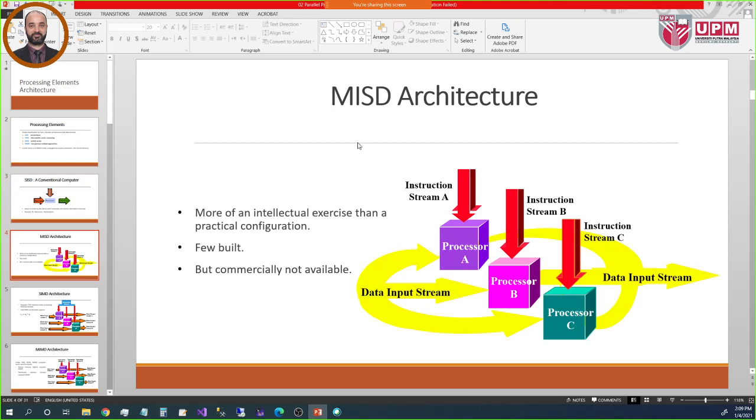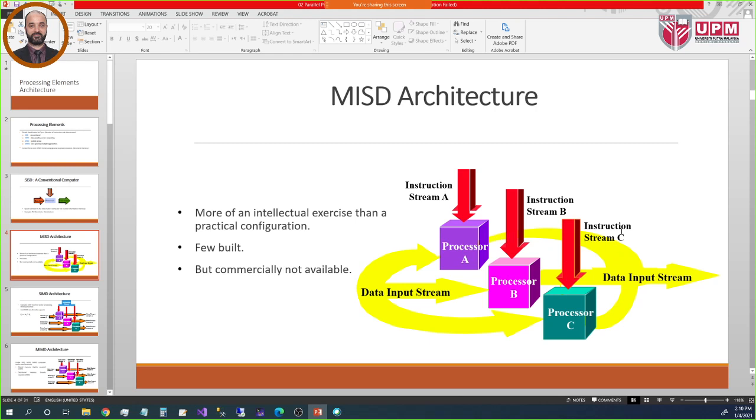The second one is MISD, which is multi-instruction and single data. As we explained in the last class, the same data is passed to multiple processors and multiple instructions are applied on the same data. This kind of architecture can show some kind of parallelism, but it's not fully parallel. We can call it semi-parallel. There are many names for this.